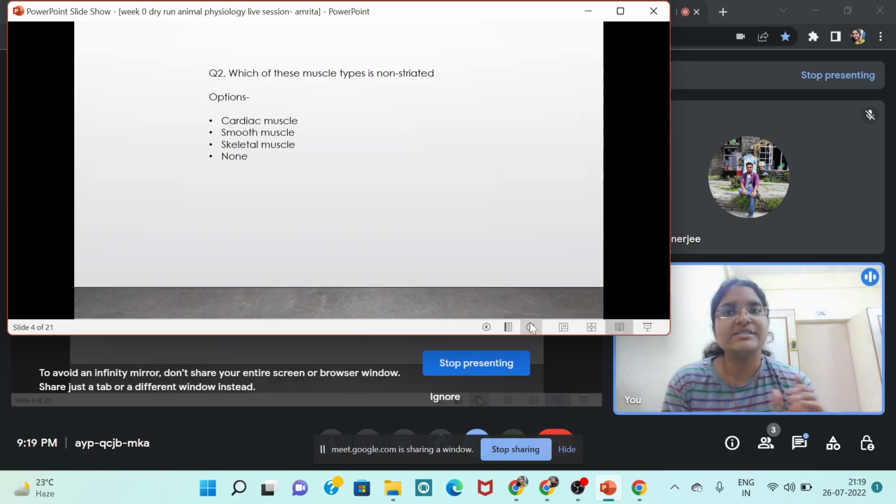So moving on to the second question, which of these muscle types is non-striated? Your options are cardiac muscles, smooth muscles, skeletal muscles, or none. So your time starts now.